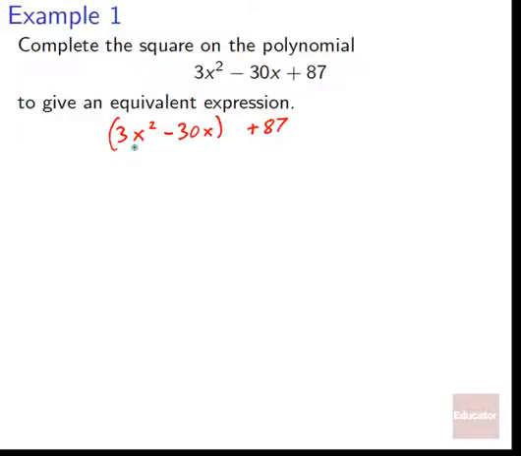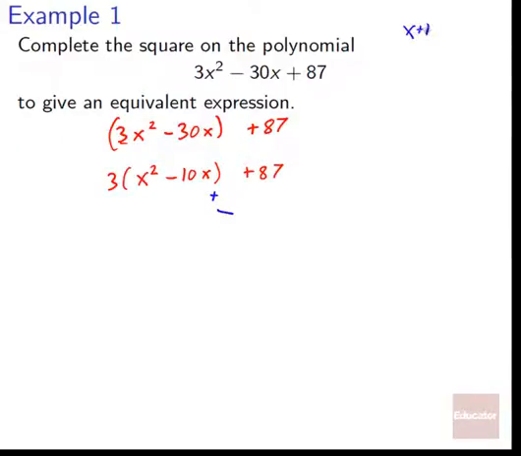Now, we've got a 3 in here, so we want to pull out this 3. We'll pull it out. We get 3 times quantity x squared minus 30 pulling out a 3 gets 10x plus 87 still over there. 3 times quantity x squared minus 10x. We check, yeah, checks out. We're still the same thing there. Next step, we want to figure out plus blank. What blank is going to go in there?